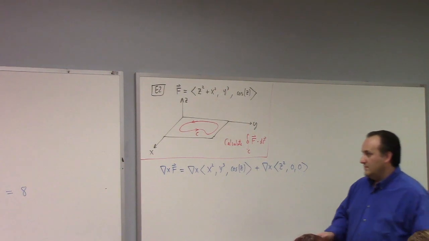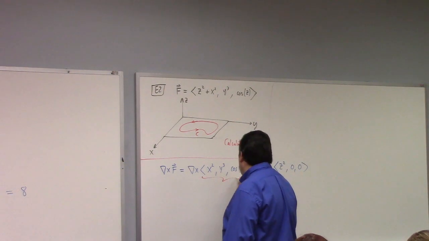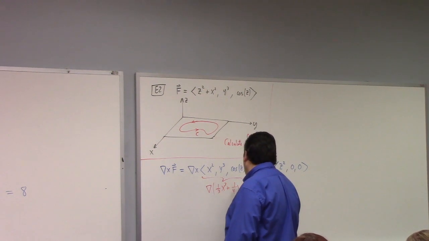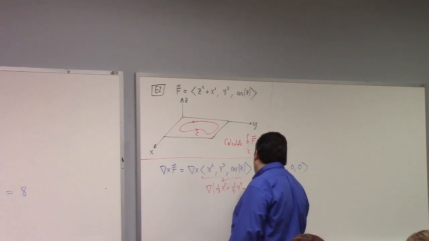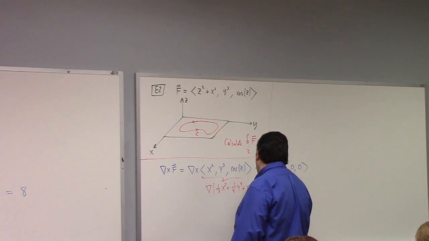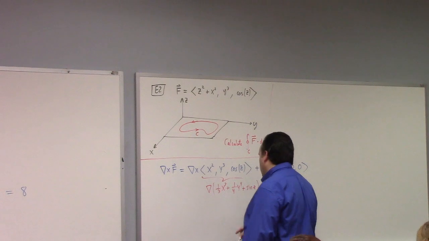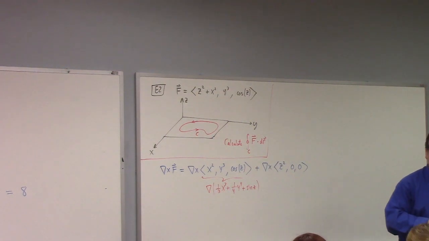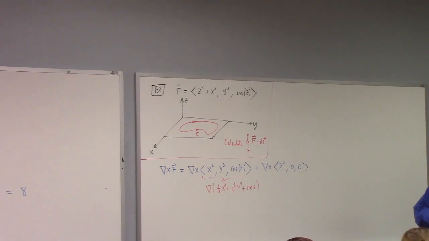If you don't believe me, just look at this and go, well that is nabla of 1/3 x cubed plus 1/4 y to the 4th plus the sine of z, right? So there you go. There's a potential function for this that works on all of R^3. It's conservative, right? So what's the curl of the gradient?